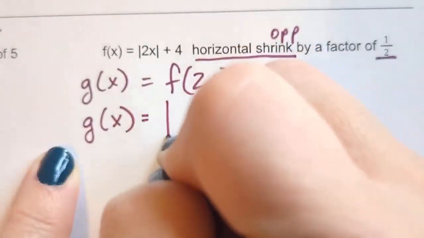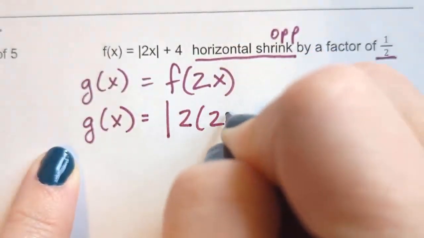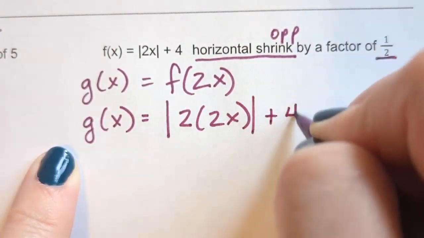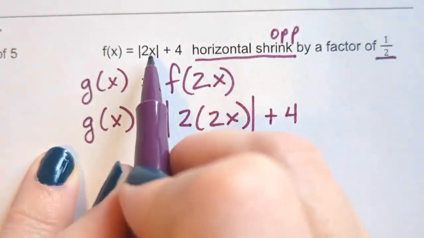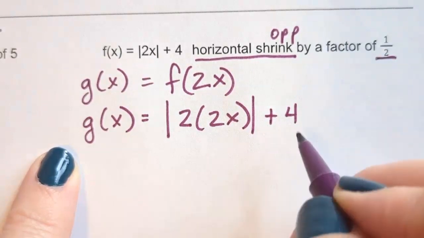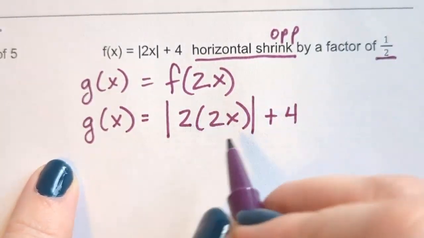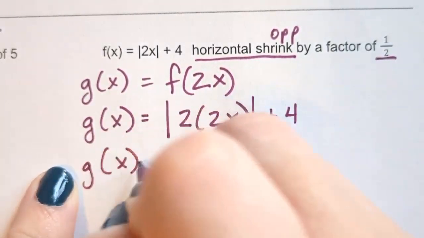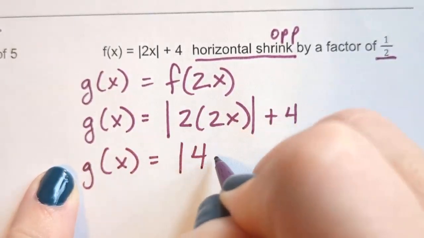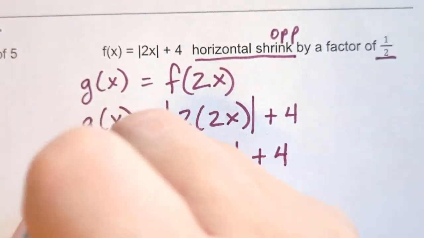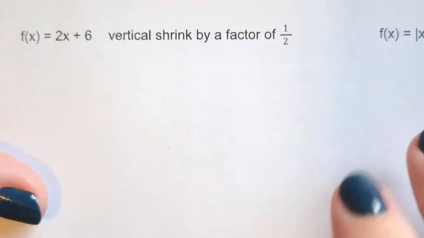So now to simplify this, it's going to be g of x is equal to the absolute value of 2 times 2x and then plus 4. Because I placed this 2x in place of the x here. Now to simplify that, I simply will multiply these two. So g of x is equal to the absolute value of 4x plus 4, and that is going to be our final answer.